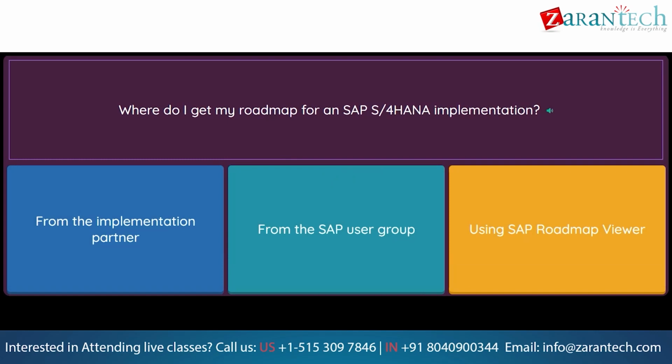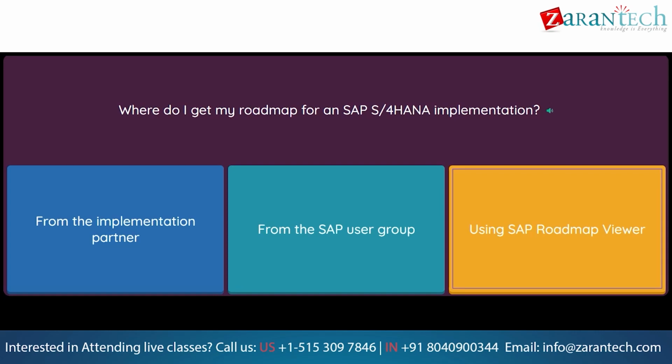Question: where do I get my roadmap for an SAP S/4HANA implementation? Option 1, from the implementation partner. Option 2, from the SAP user group. Option 3, using SAP Roadmap Viewer.